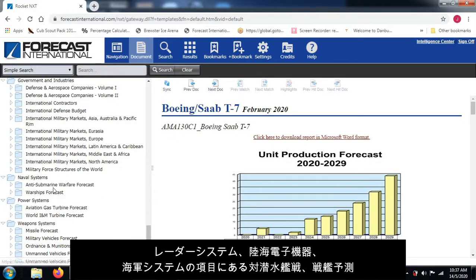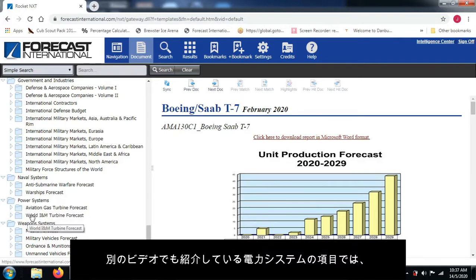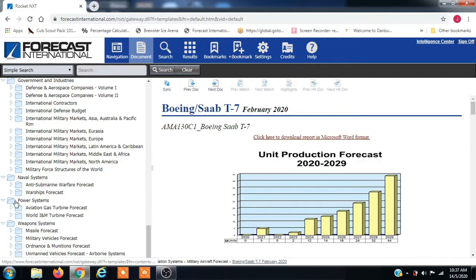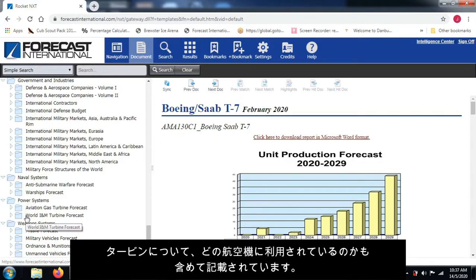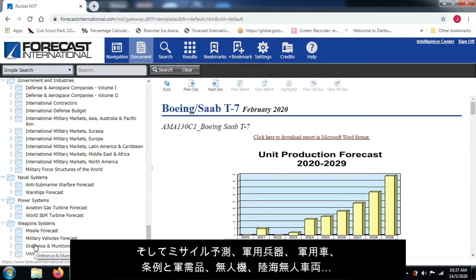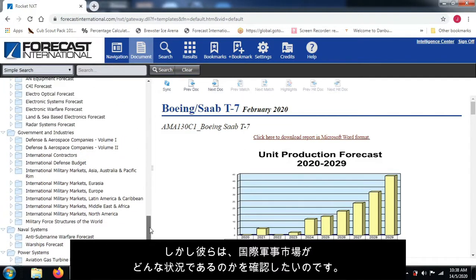naval systems including anti-submarine warfare, warships forecast, power systems, which will have its own separate video. This discusses turbines and aviation turbines and which aircraft they're matched to, a missile forecast, military weapons, military vehicles, ordnance and munitions, unmanned vehicles, airborne and unmanned vehicles, land and sea. But I do want to discuss what our international military markets look like.